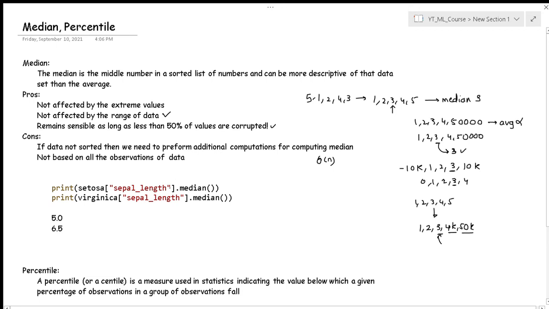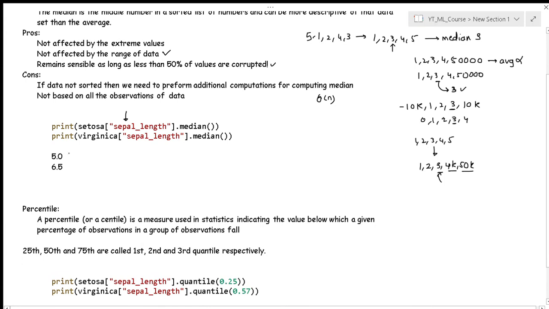Now if you want to print the median, what you can do is use setosa sepal length. What this does is it chooses the column sepal length of data frame setosa and calculates the median of the same. So here we can see these are the two medians.